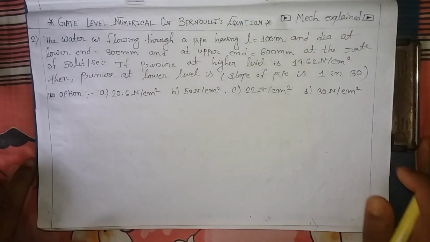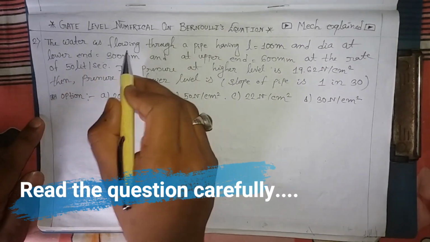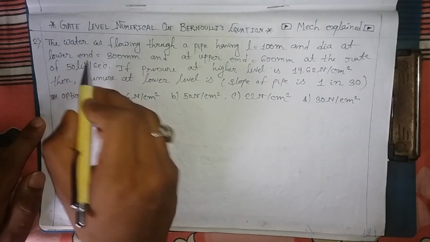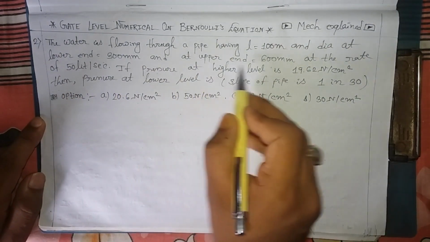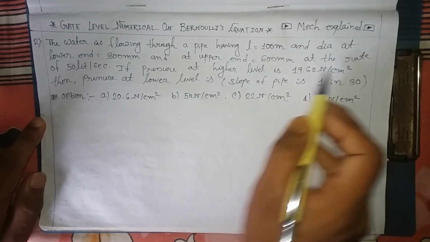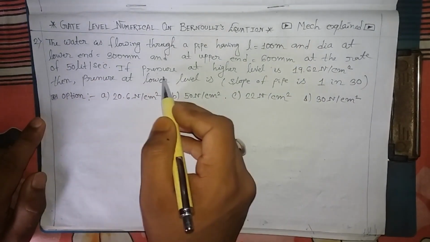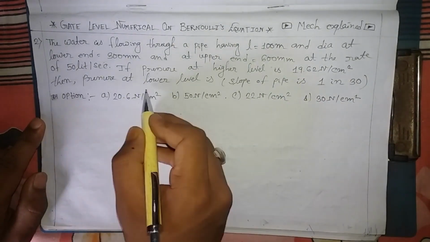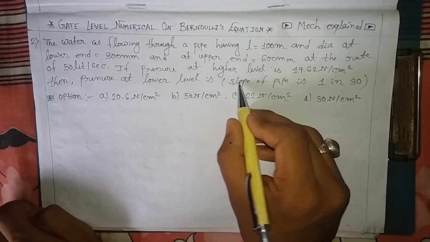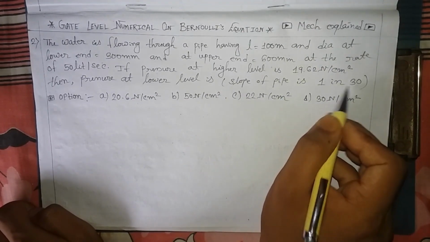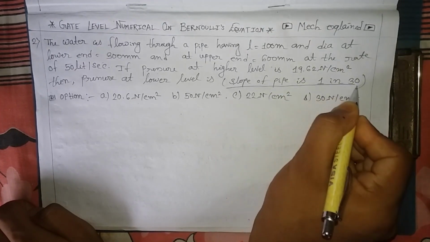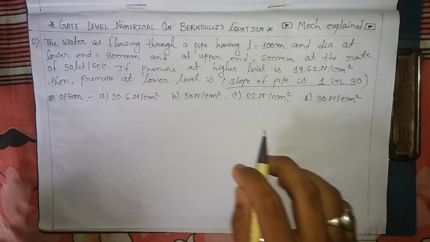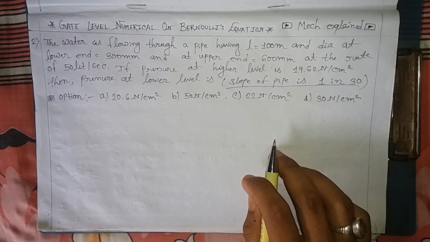So this is the second numerical. Let's read the question. Water is flowing through a pipe of length 100 meter, with diameter at the lower end 300 millimeter and at the upper end 600 millimeter, at the rate of 50 liters per second. If the pressure at the higher level is 19.62 Newton per centimeter square, they are asking the pressure at the lower level. The slope of the pipe is 1 in 30. This is a new term we are seeing in the question. This question is very important. You will also find it in RK Bansal's fluid mechanics.